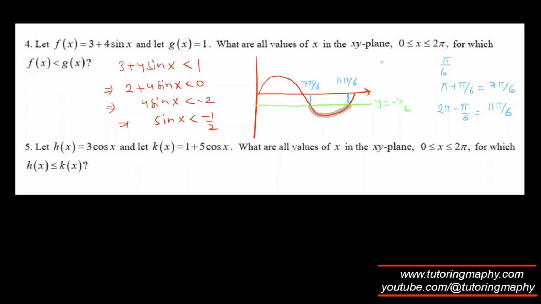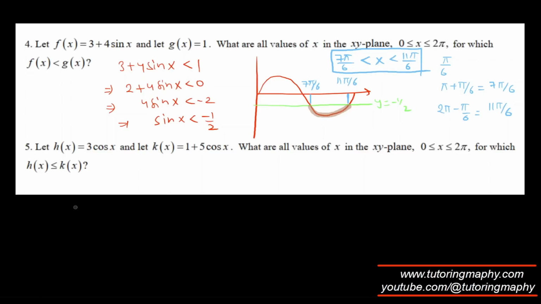So our answer is x is greater than and less than. Less than or equal to is not allowed. So I will make it greater than 7 pi over 6, not greater than or equal to. And less than 11 pi over 6. That's the answer.